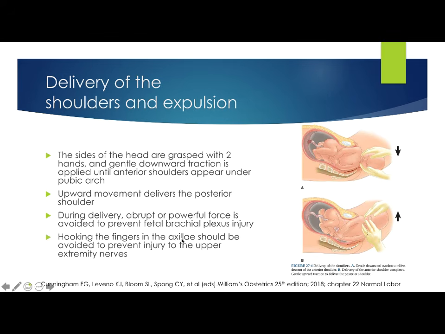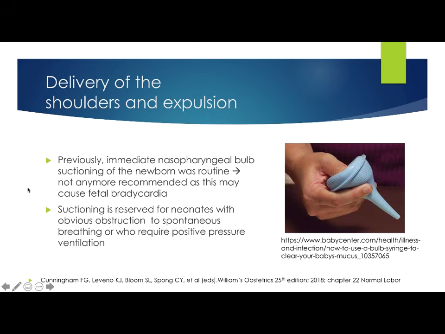Now, during delivery, abrupt or powerful force is avoided to prevent fetal brachial plexus injury. Hooking the fingers in the axilla should be avoided to prevent injury to the upper extremity nerves. In the past, immediate nasopharyngeal suctioning of the newborn was routine. However, nowadays, more and more experts are recommending against this practice as this may cause fetal bradycardia. Suctioning is reserved for neonates with obvious obstruction to spontaneous breathing or those who require positive pressure ventilation.